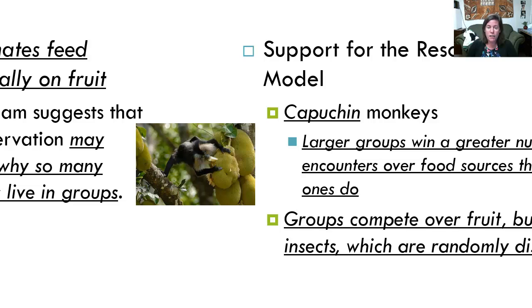Additional support for this resource protection model is the fact that primate groups compete with other groups over fruit, but not over insects, which are much more randomly distributed.